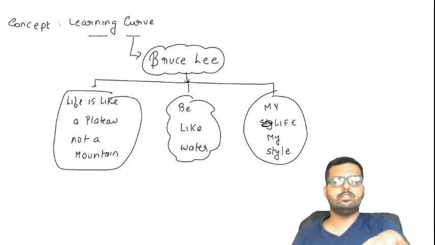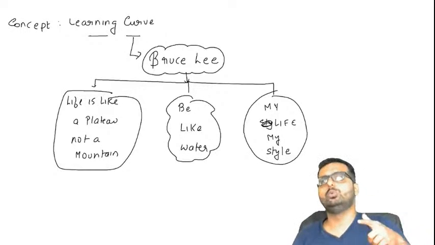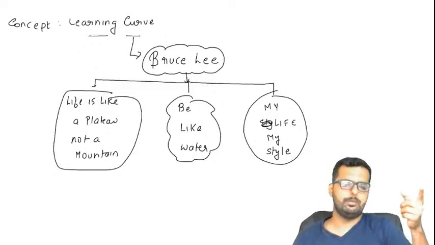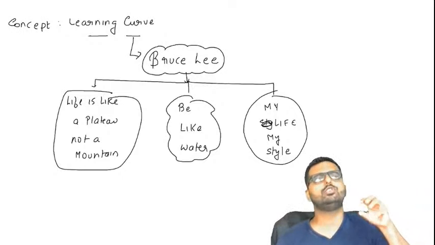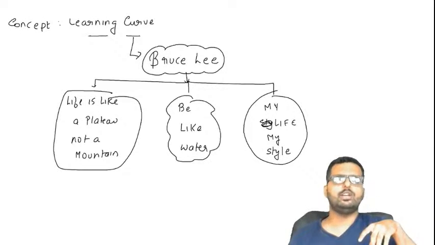And that is what Bruce Lee said. Life is more like a plateau and it is not like a mountain. Rule number 2, what he said is we should be like water. What is the speciality of water?